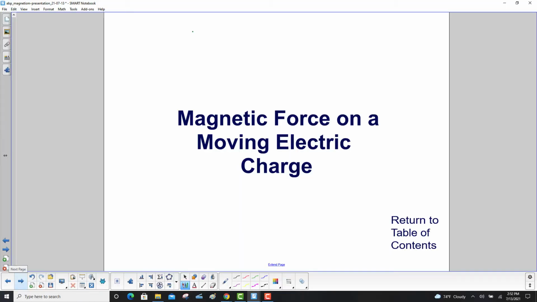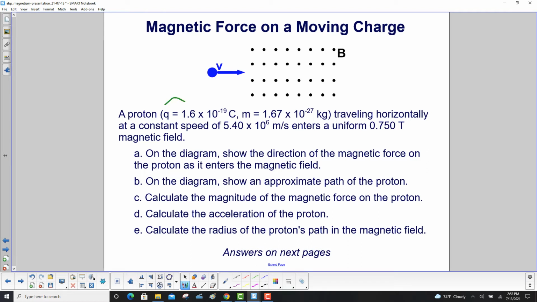Magnetic force on a moving electric charge. A proton, here's its charge, here's its mass, traveling horizontally at a constant speed of 5.40 times 10 to the 6 meters per second, enters a uniform 0.750 Tesla magnetic field. A, on the diagram, show the direction of the magnetic force on the proton as it enters the magnetic field. Then, B, show an approximate path of the proton.